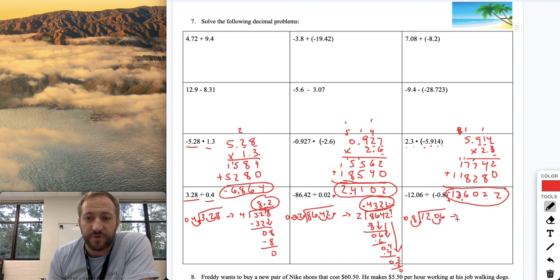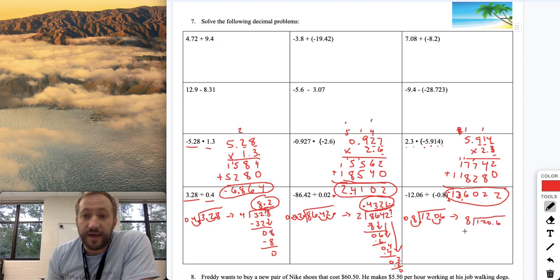Moved it 1 here, moved it 1 here. So now let me rewrite the problem. I have 8 into 120.6. So let me go through. 8 into 1 I can't do. 8 into 12 though, that goes once. Notice I put the 1 over the 2 of that 12. 8 times 1 is 8. Subtract, I get 4. Bring down this. 8 into 40 goes 5. 8 times 5 is 40. I get 0. Bring down the 6.